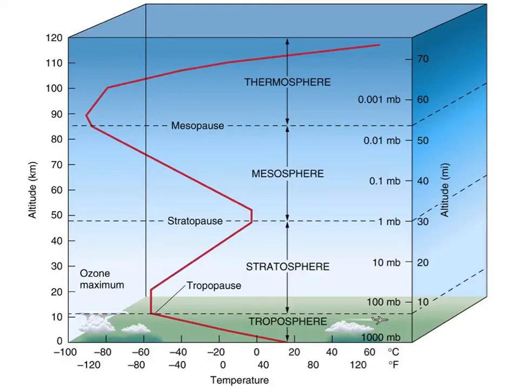Here is another image of the structure of the atmosphere. Notice that the clouds are found predominantly in the troposphere. Notice commercial aircraft fly at the top of the troposphere. And then notice the location of the ozone layer in the stratosphere.